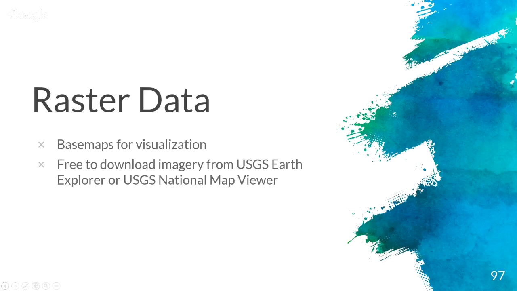We can also download imagery from the USGS Earth Explorer and the USGS National Map Viewer. I'm pretty sure this is open to everyone in the world because they have global imagery, such as Landsat, which is a satellite that circumnavigates the globe and collects imagery for the entire world, pretty much. The USGS National Map Viewer is pretty much the same thing as Earth Explorer, but I think with the Map Viewer, you can also download digital elevation models if you're interested in terrain, or if you want to add a hillshade, to add that three-dimensional look to your map.